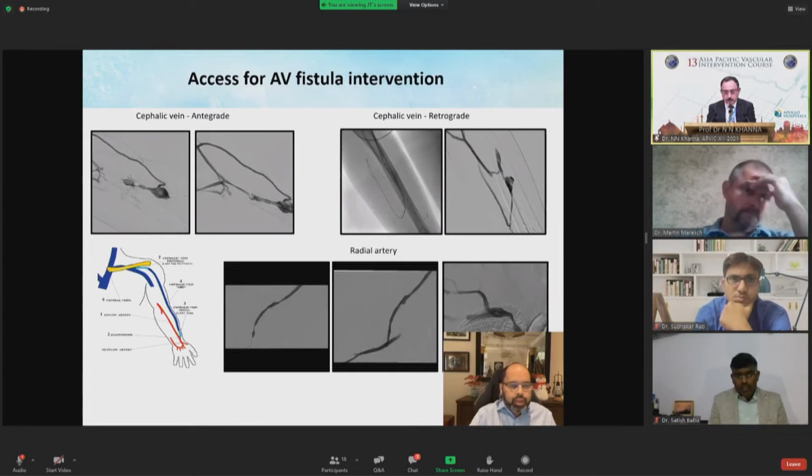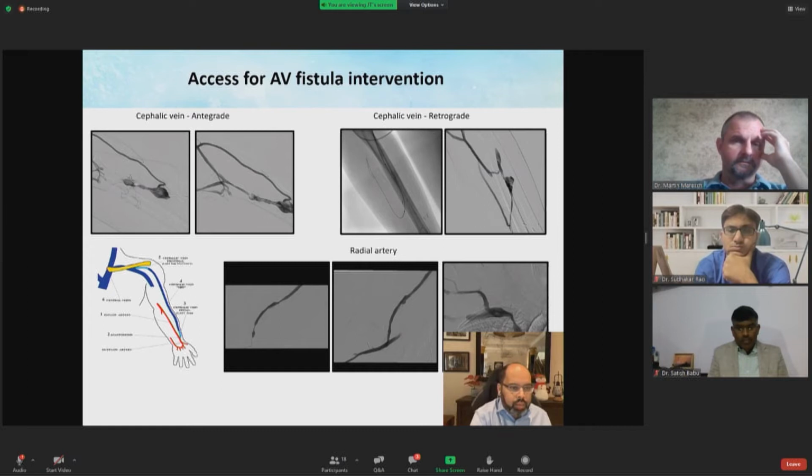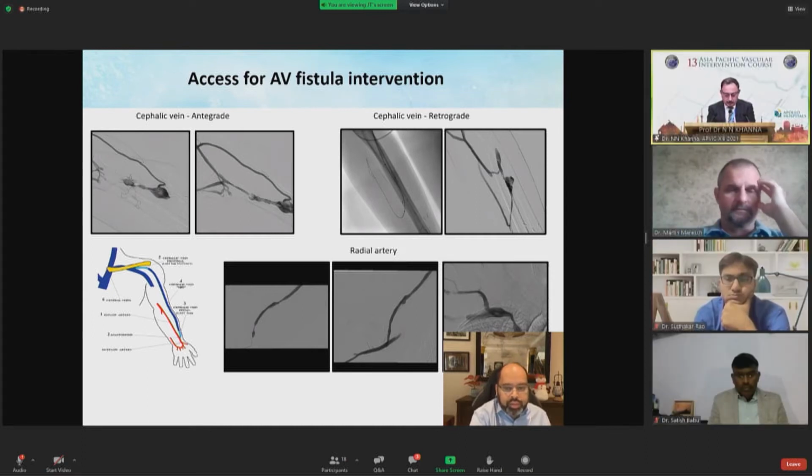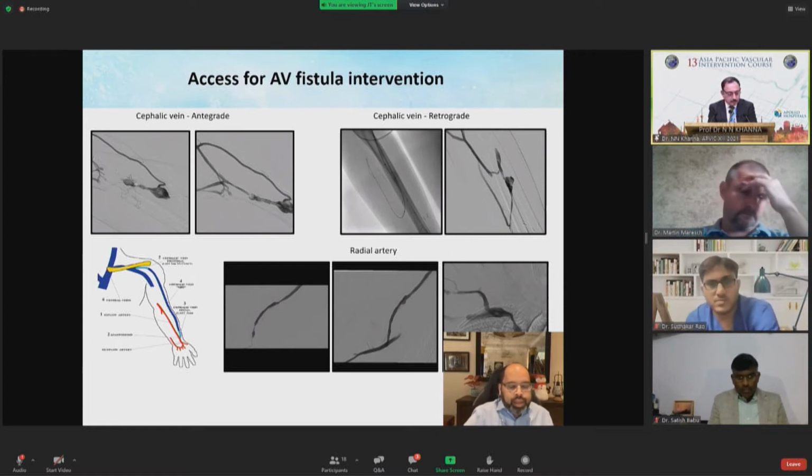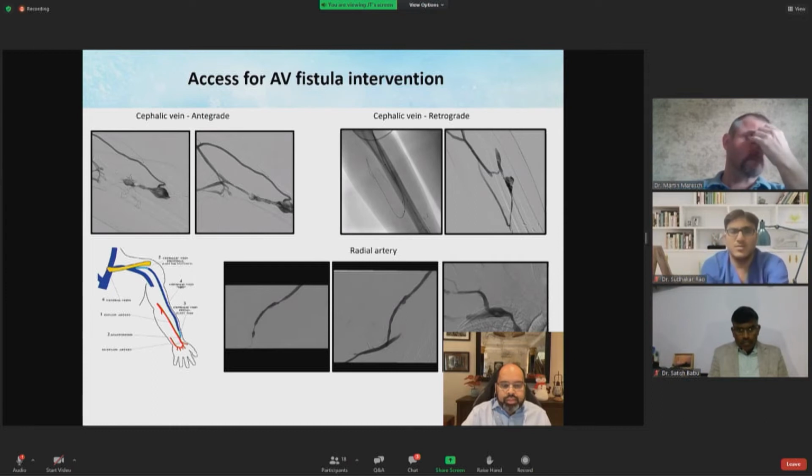Now, traditionally, when we try to do fistula intervention, we have a few access options. We could go in from the cephalic vein, going antegradely, up into the cephalic veins and the central veins. We could use the cephalic vein in a retrograde fashion, and that allows us access to the juxta-anastomotic region as well as into the artery. We can also go in from the radial artery, and this gives us access to both the arterial and the venous limbs of the fistula, and we can reach all the way to the central veins with this access. As an interventional cardiologist, this is my normal access of choice whenever the radial artery is available.